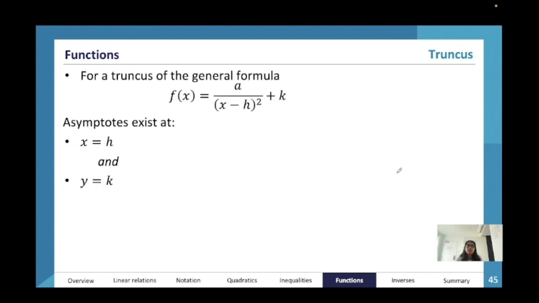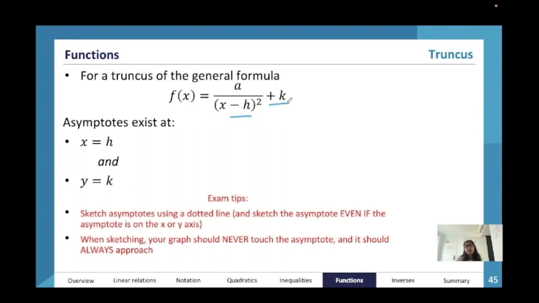It has a general formula, so you've got f of x equals a on x minus h squared plus k, and you've got an asymptote at x equals h here, and y equals k here. And keep in mind, same as before, that a is your dilation, so squish, stretch. If a is negative, it means it's reflected.